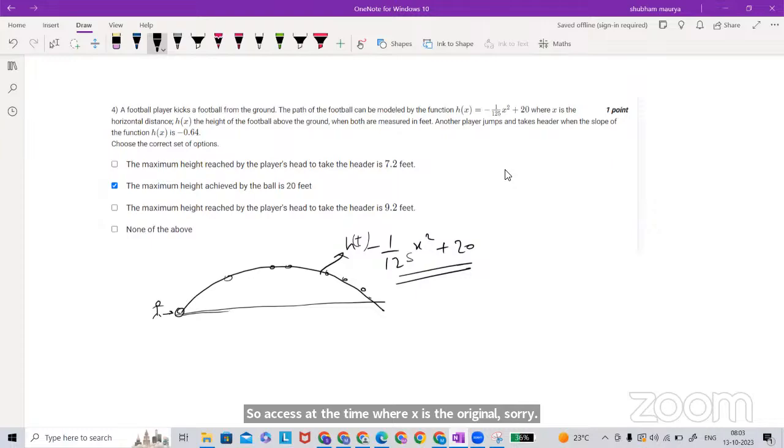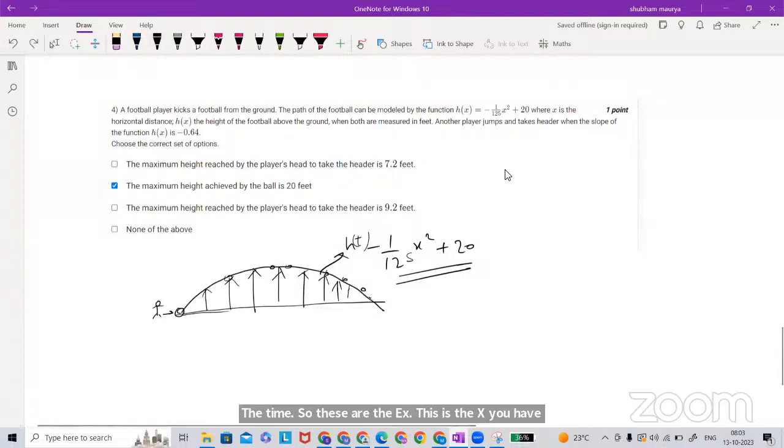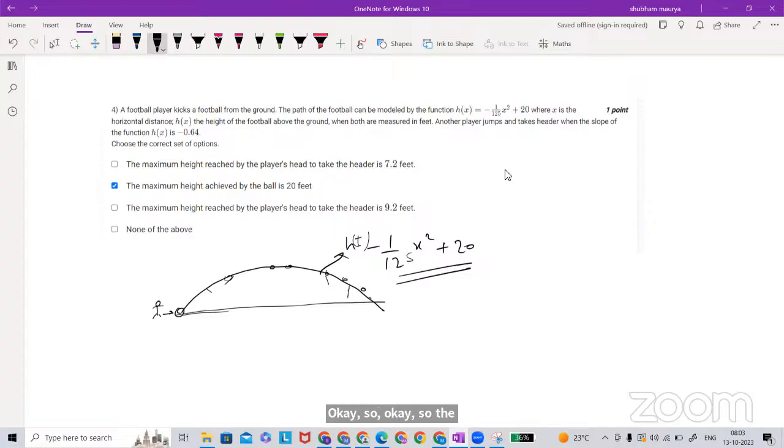Oh, sorry, x is not time. X is the horizontal distance. So these are the x values it gives. So h of x is the height of the football, where both are measured in feet. Another player jumps and takes the header.